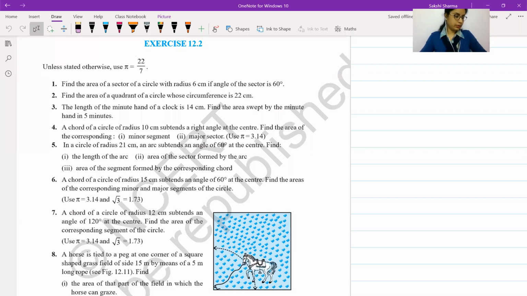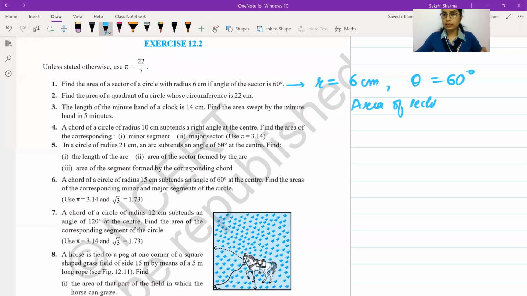Question number 1, find the area of sector of a circle with radius 6 centimeters if the angle of the sector is 60 degrees. This is a simple application with r as 6 centimeters, theta as 60 degrees, the area of sector, and it's not indicated, so it will be minor sector. The formula is theta by 360 degrees multiplied by pi r square. So you just use the values of r and theta to solve your answer.